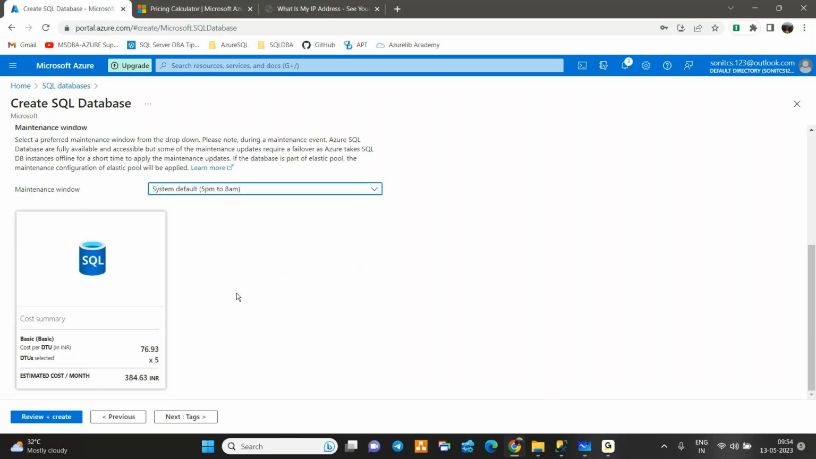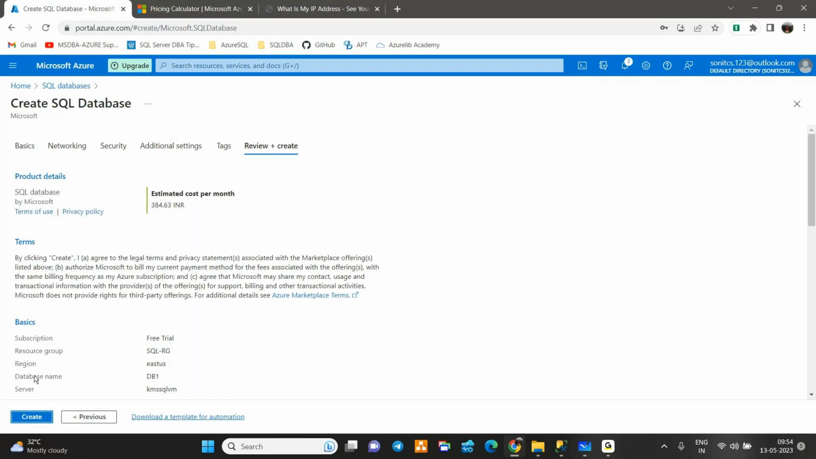Now click on review and create the database. Once you create the database, that will reflect here. Okay, that is what you can do from the portal.